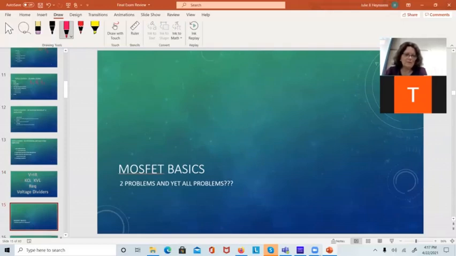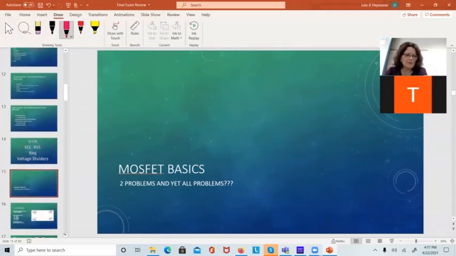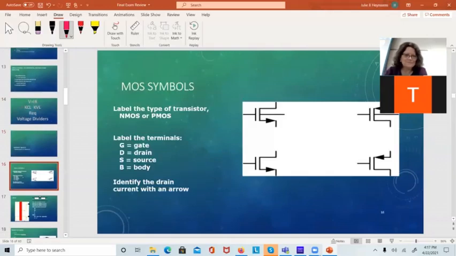MOSFET basics: two problems on the exam, and yet all the problems. Can you look at a device, given using a symbol that looks sort of like this, tell what is the gate, the drain, the source, and the body, figure out where the current flows, and be able to identify what operating region it's in? Go back and get some practice with that on the homeworks or the old exams or the practice final.